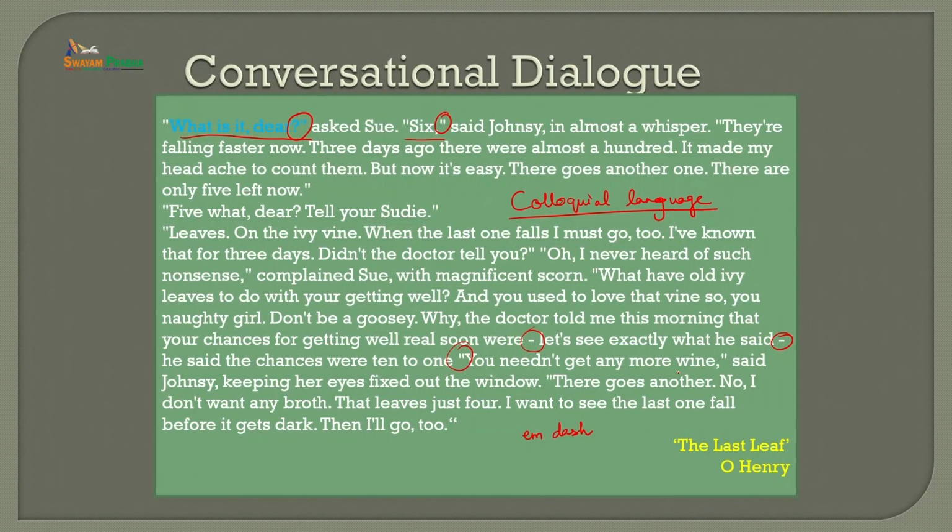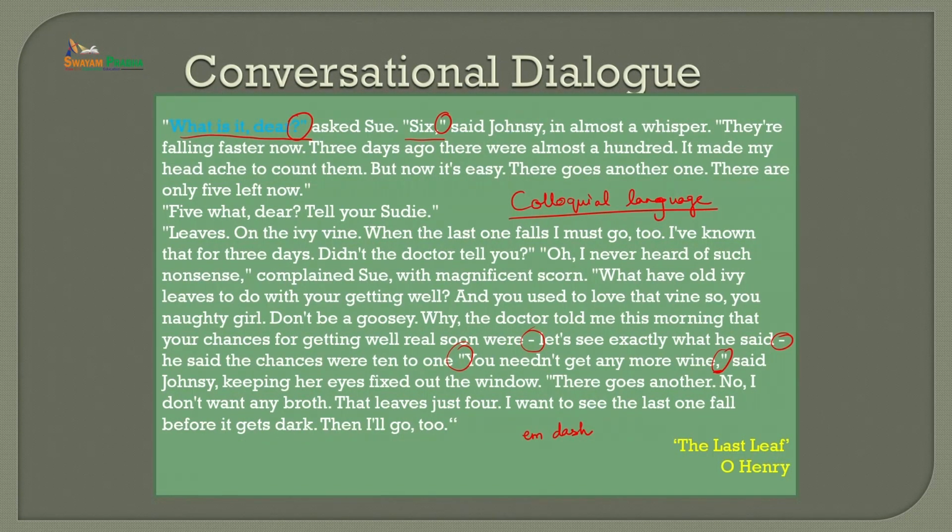"You need not get any more wine," comma, within these double quotes, said Johnsy, keeping her eyes fixed out of the window. "There goes another one. No, I don't want any broth. That leaves just four. I want to see the last one fall before it gets dark.